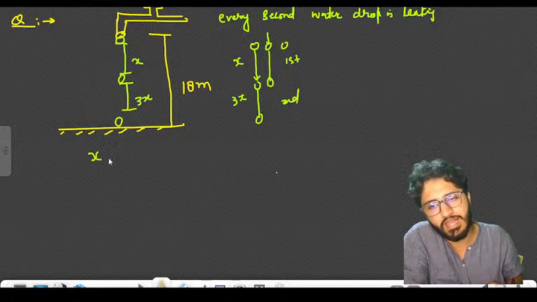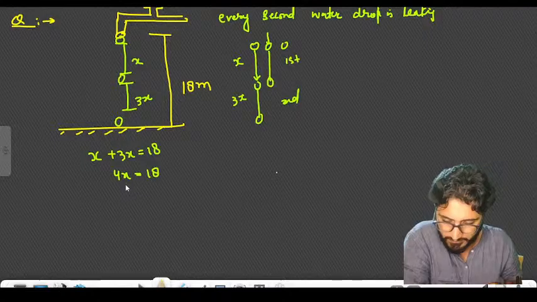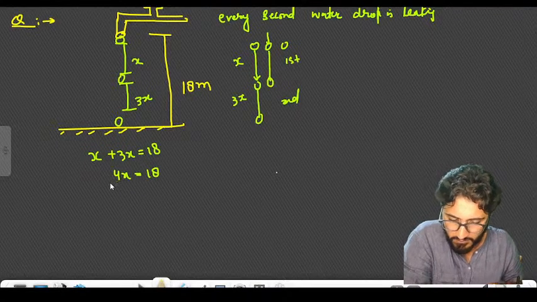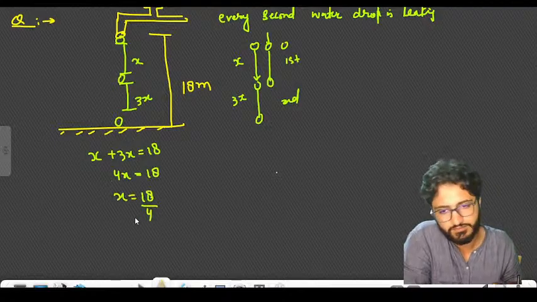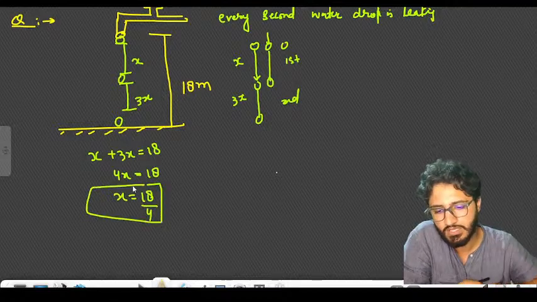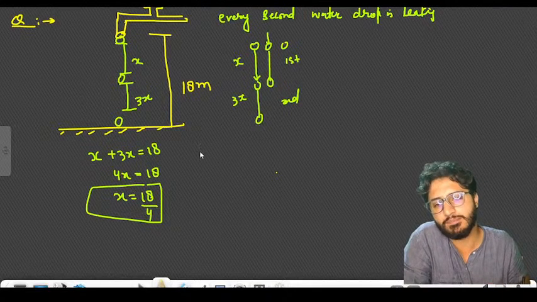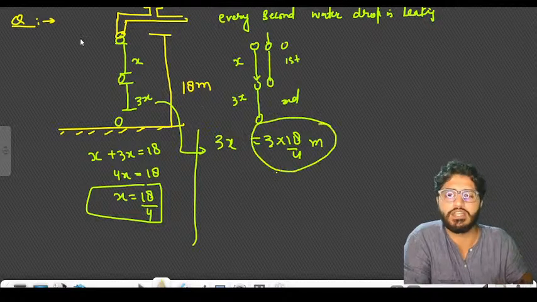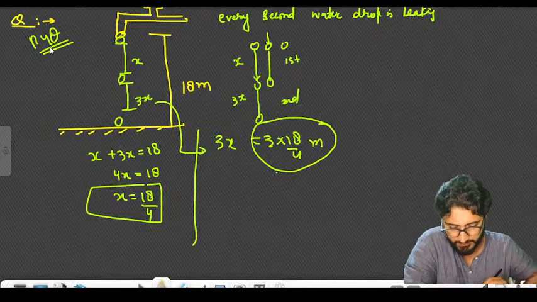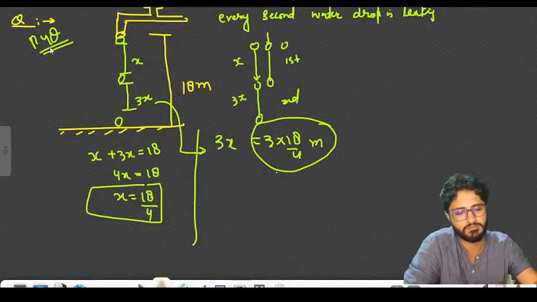So what is x now? I will write x plus 3x equals 18 meters. 4x is 18 meters. Done? x is 18 by 4. Done now? So now if somebody asks you what is the distance, you will write 3x, 3 into 18 by 4 meter. And you will find these things in the PYQs book. In PYQs you will find these things. Done?